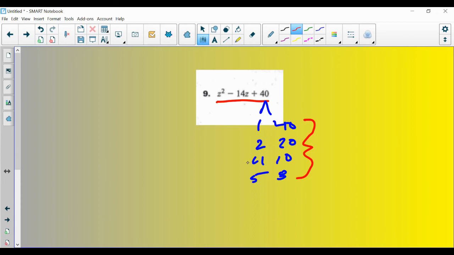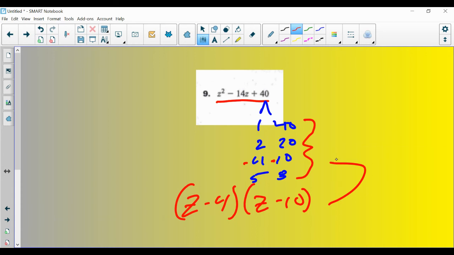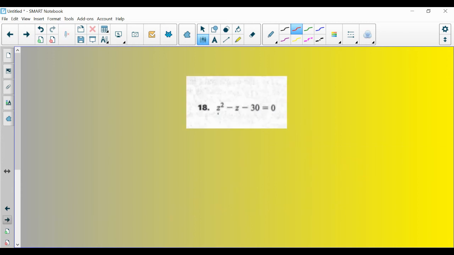The only one of these factor pairs that can get you to negative 14 is negative 4 and negative 10. Right? Those would now add to negative 14, and those also multiply to 40. So z minus 4 and z minus 10 is how you factor that, right? It's always whatever the variable is first, and then the 2 factors that multiply to 40 and add to negative 14 would go here and here. We have one more section of questions.